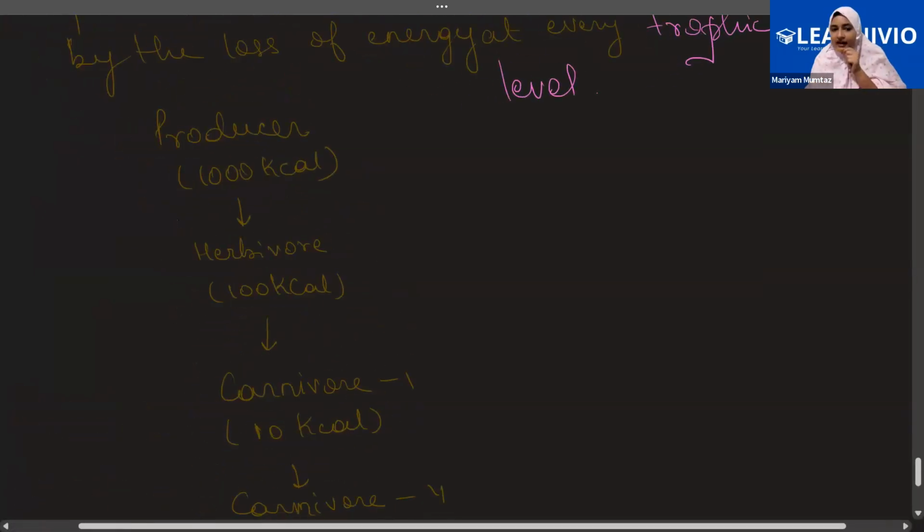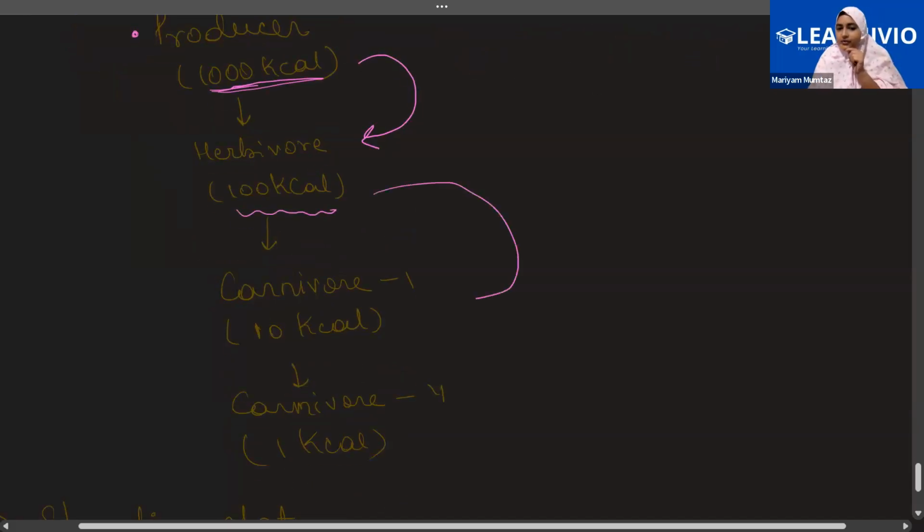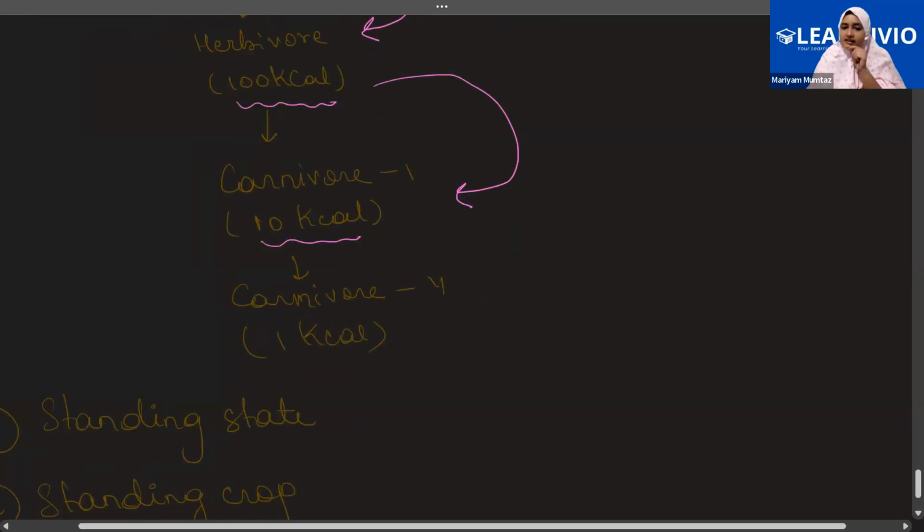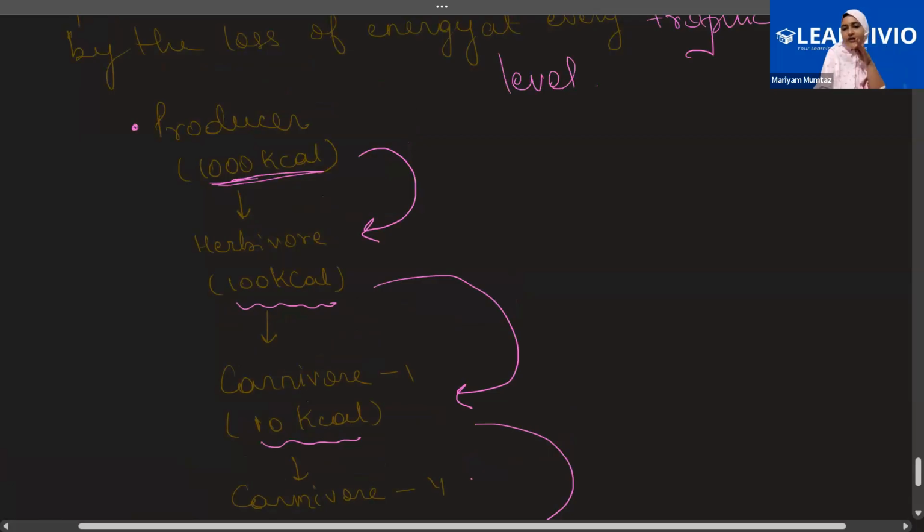For example, if at the producer level there is 1000 kilocalories of energy, now 10% of it goes into the herbivores which eat the producers. So only 100 kilocalories is going there. Now from the herbivores, 10% will go to the carnivores. That is 10 kilocalories of energy. Ultimately, the secondary carnivores would receive 10% yet again, and that is 1 kilocalorie. So at every trophic level, only 10% of energy is being received.